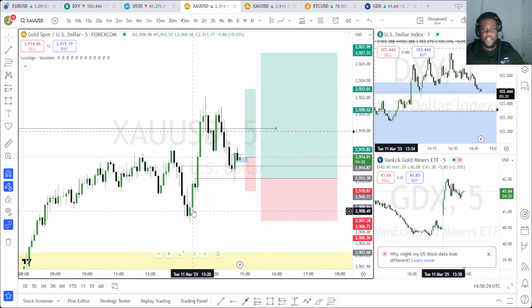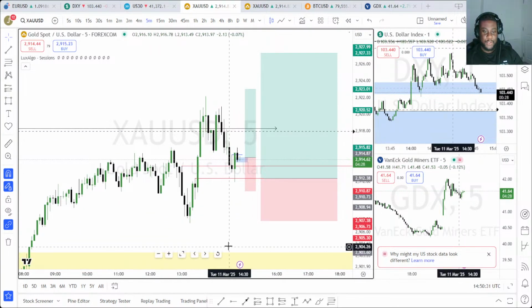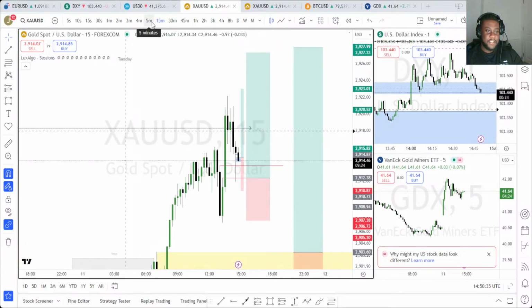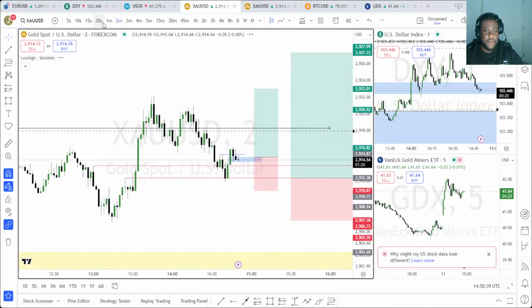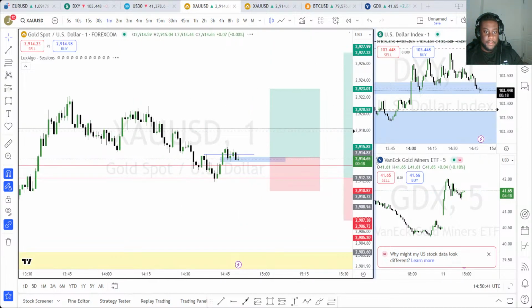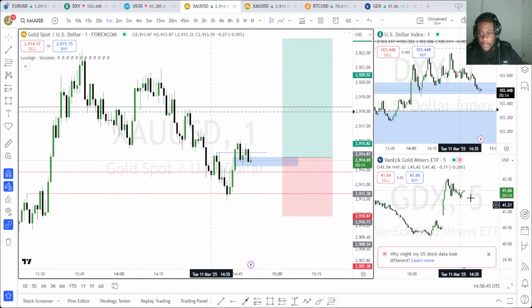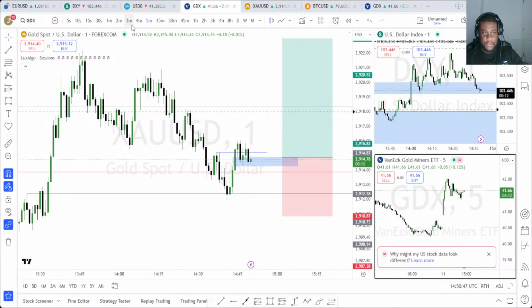All right, so we kind of need to hold where we're currently sitting. We do. We need price to hold. The current 15-minute picture is not looking the best, but let's see if we can hold. GDX is continuing to pump up slowly.